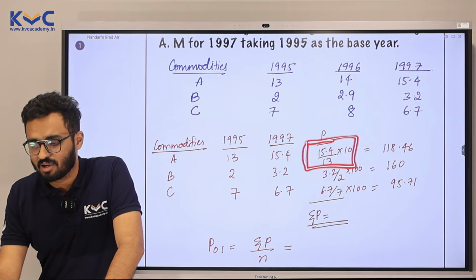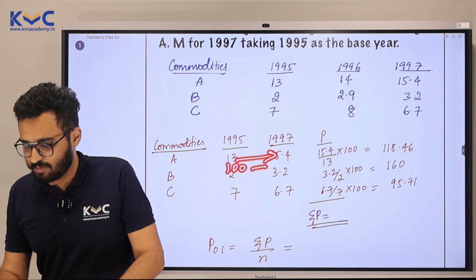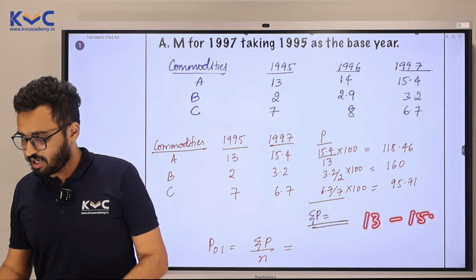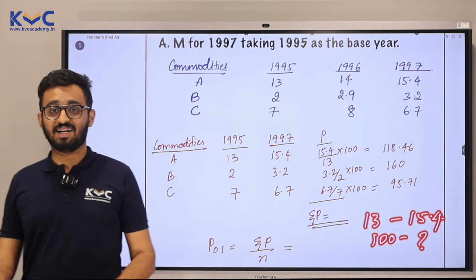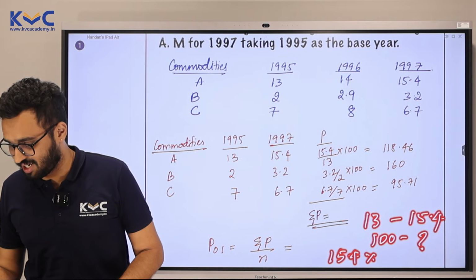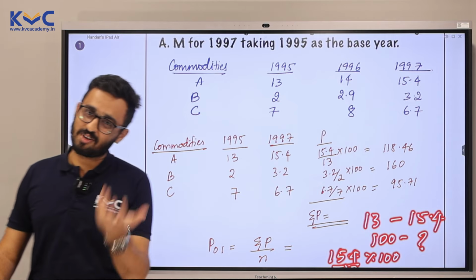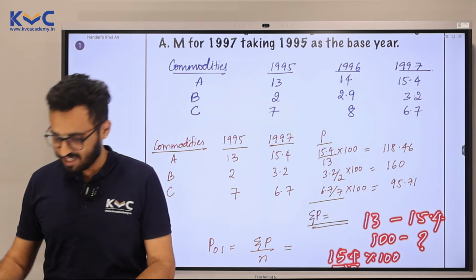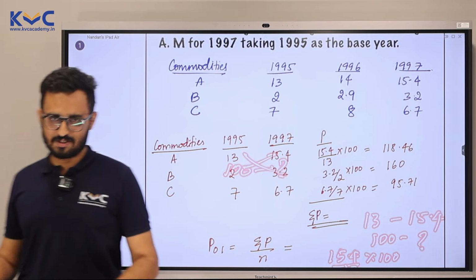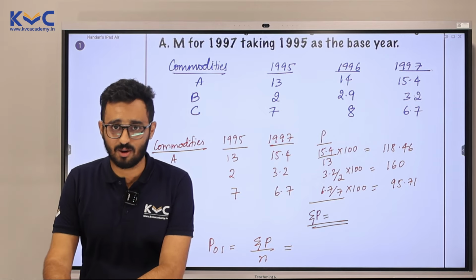Guys, this is even cross multiplication. Think about it. 13 has become 15.4. 100 will become what? That is how we are calculating index numbers. 15.4 into 100 divided by 13, right? Never thought about it this way, right? So what we are doing is, index number is cross multiplication, guys. We are taking the base as 100, we are saying what is the value for this. So cross multiplication. I'm making it basic and very easy for you guys, right? I hope you are understanding.